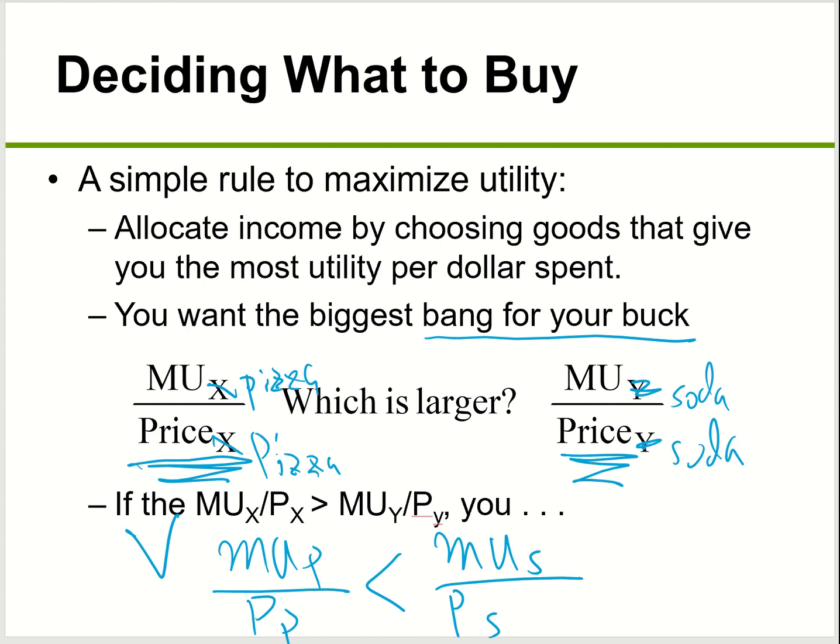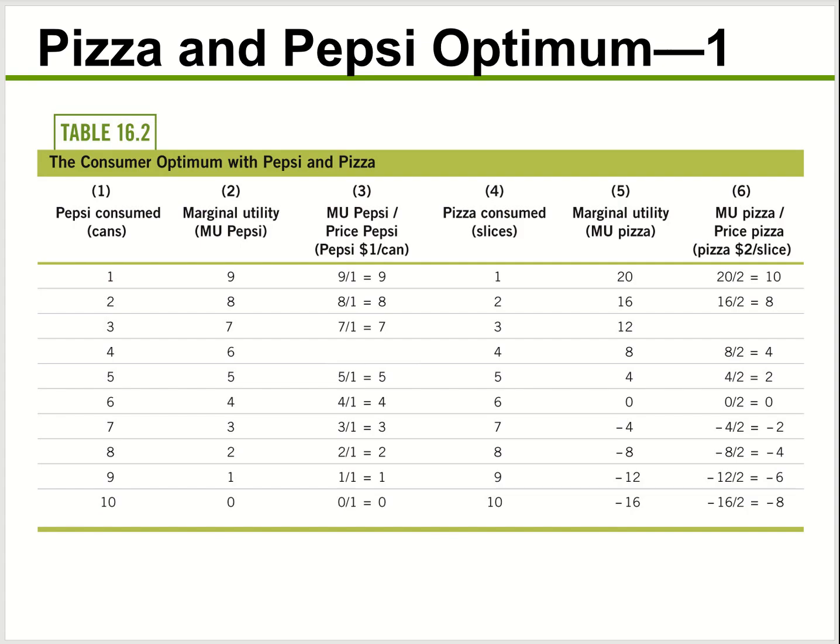So this sign, whichever is bigger, will determine the direction of consumption. So we determine which good our consumer purchases next. All right, so let's suppose we have this example here. I have a table with our consumption for soda, Pepsi, and consumption for pizza. We have the marginal utility for pizza and the marginal utility for Pepsi. All right, so we're going to compare this.